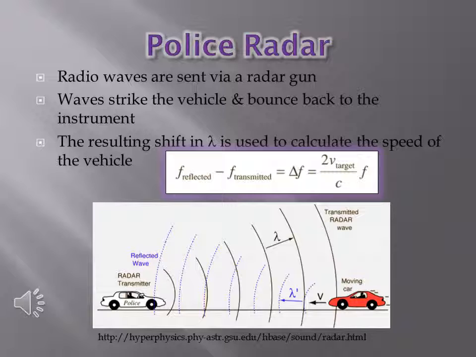Radio waves are sent out via the radar gun. The wave strikes the vehicle and bounces back towards the radar gun, measuring the frequency of the returning wave. Because the car is moving towards the gun, the frequency of the returning wave will be higher than the frequency of the wave initially transmitted by the gun. The faster the speed of the driver, the higher the frequency of the wave.